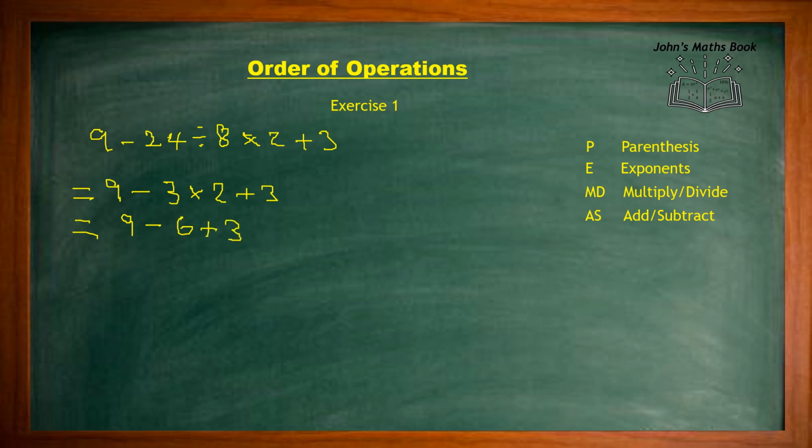Then we've got adds and subtracts, so working left to right. 9 minus 6 gives us 3 plus 3. The answer is 6.